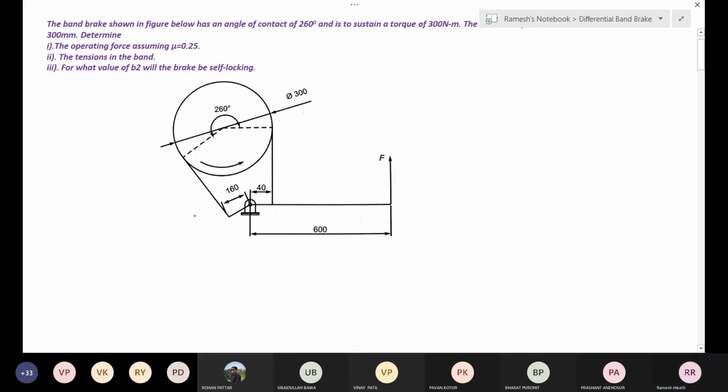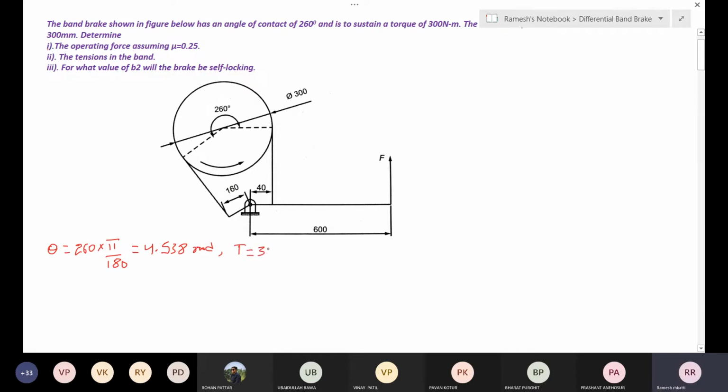The angle of contact is given, theta is equal to 260 degrees. Convert that into radians, meaning you need to multiply that with pi by 180. If you multiply that, it will be 4.538 radians. After that, next he has given the torque.